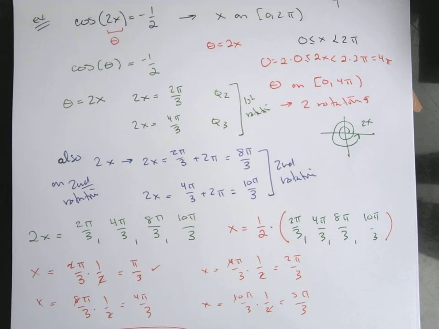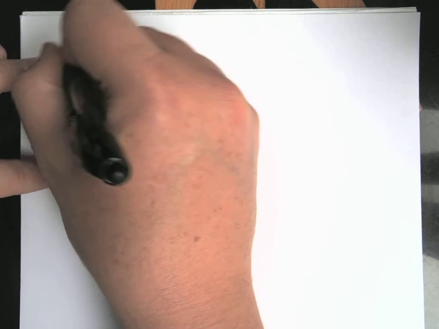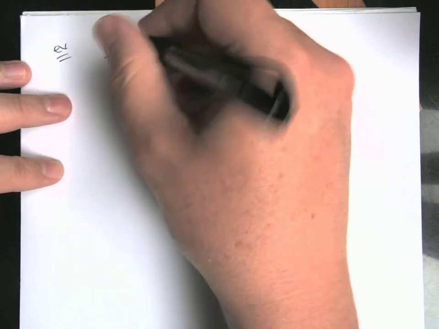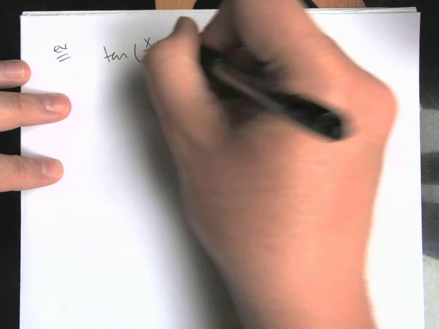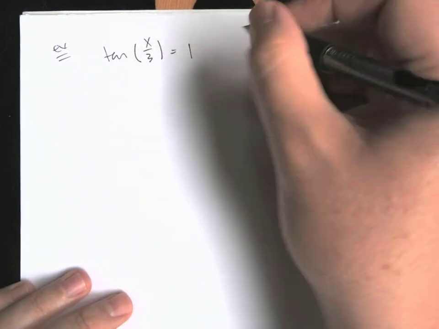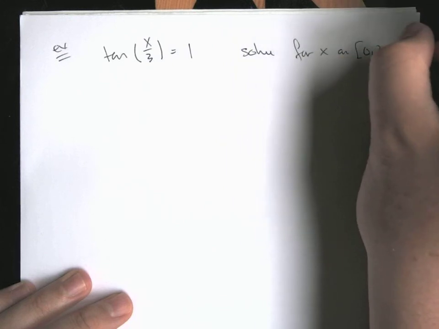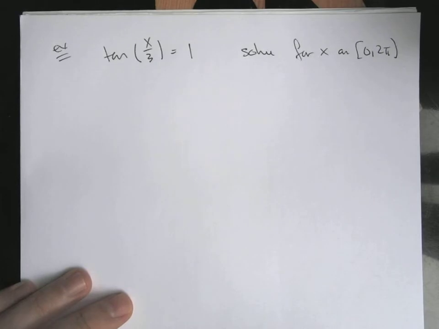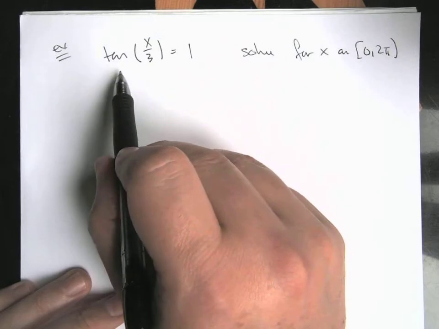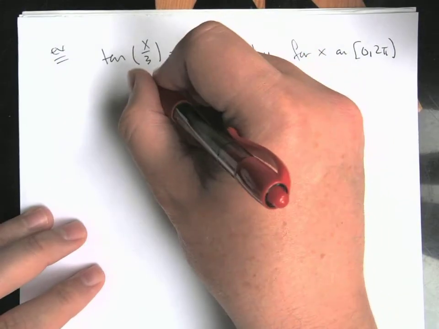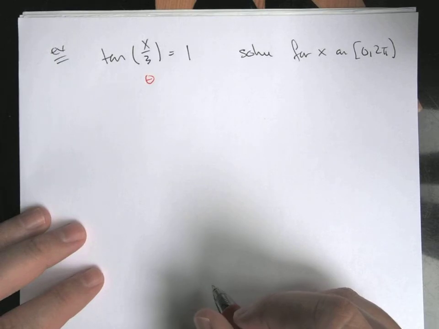Let's take one from the other perspective. Let's do one where it's divided by 3 instead, just to make it a little more interesting. So how about tangent of x divided by 3 equals 1. Solve for x on 0 to 2 pi, so x does one rotation around. We're looking specifically at tangent where our angle here is x divided by 3.